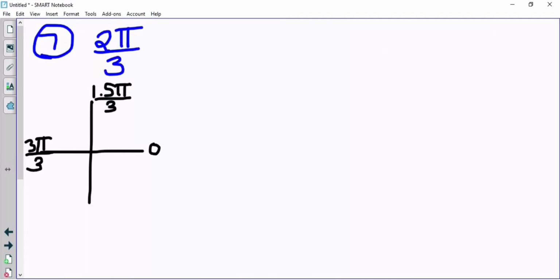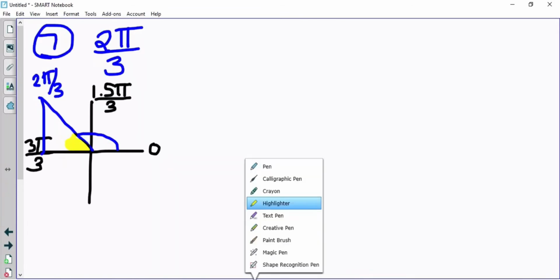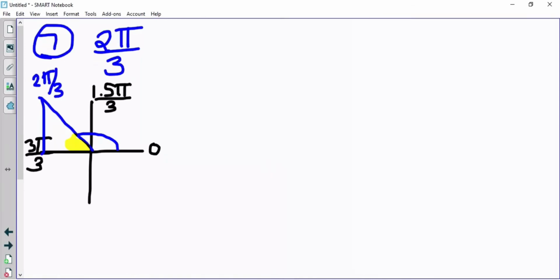So that's enough of labeling. If I'm looking for 2 pi over 3, I start at the positive x-axis and I pass 1.5 and I stop right over here. That's 2 pi over 3. I drop a perpendicular line straight down to that x-axis. My reference angle is this angle coming out of the origin here. So I would have to ask myself, and I need it to be in radians, what is that distance between 2 pi over 3 and 3 pi over 3? And it is just pi over 3.